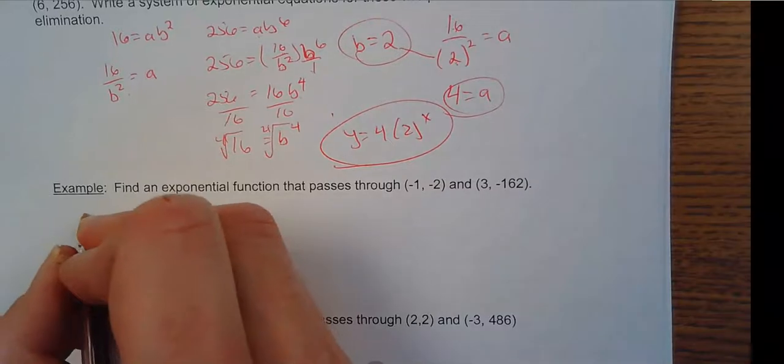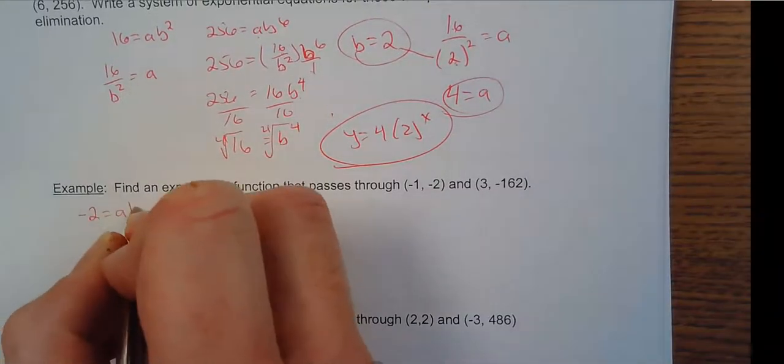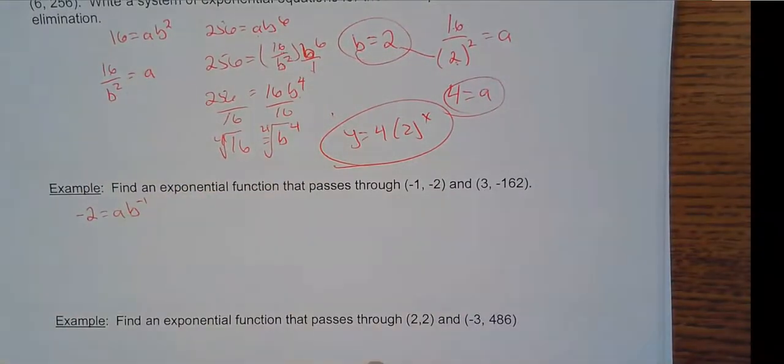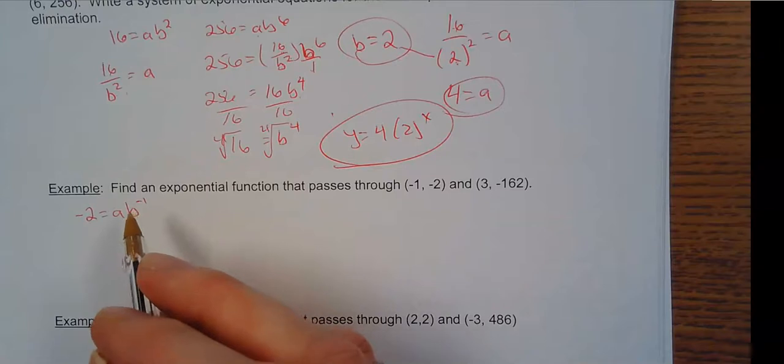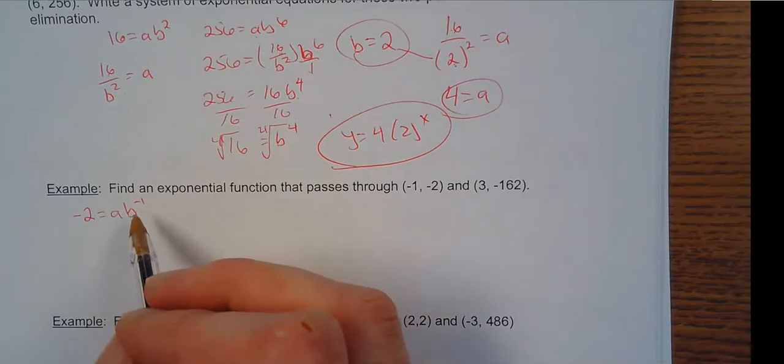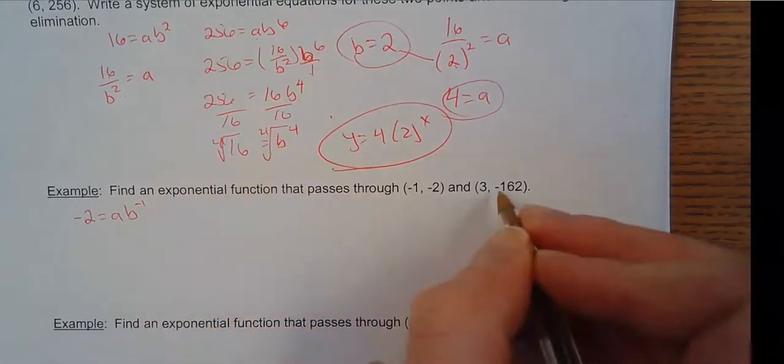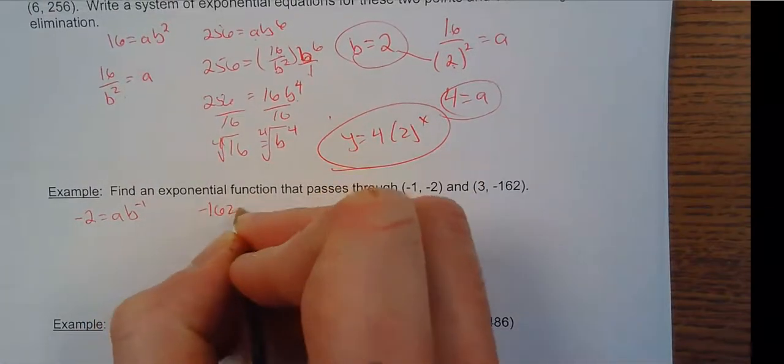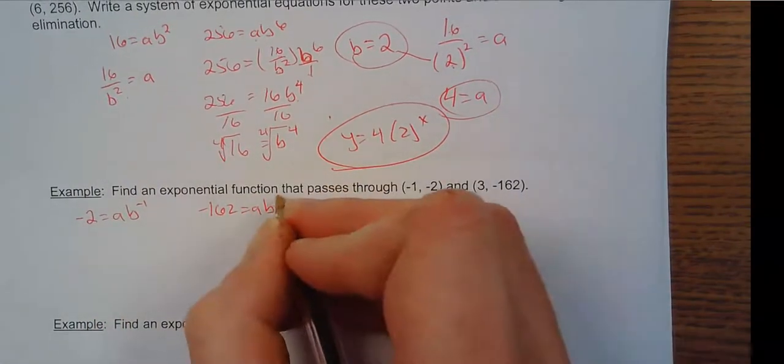I'm going to plug this in. I'd have negative 2 equals ab to the negative 1 power. Now, if I wanted to rewrite this, well, let's just write the other one down first. So I'll plug this in too. So negative 162 equals ab to the 3rd.